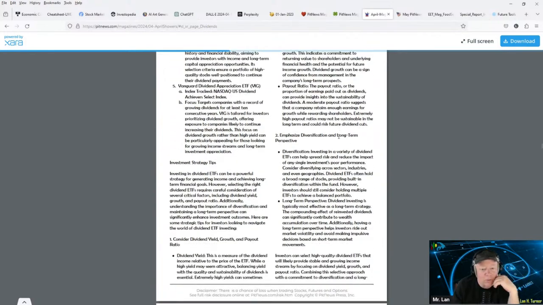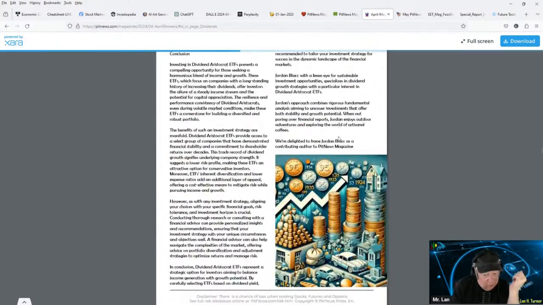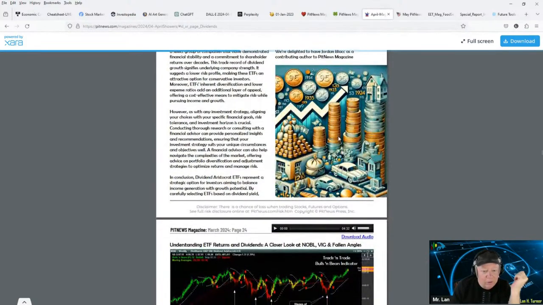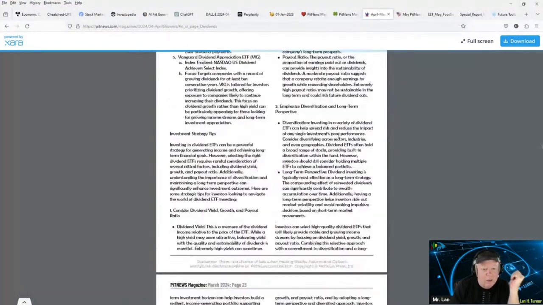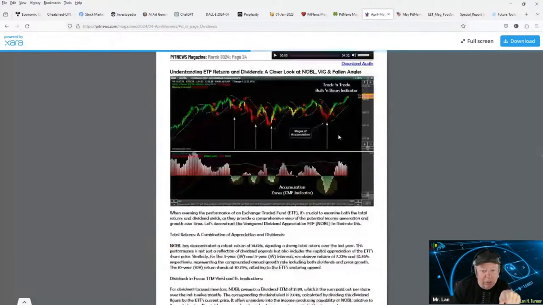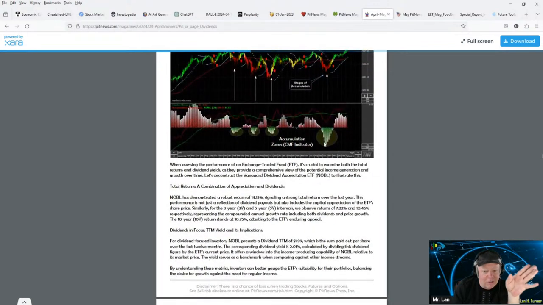Now, there's also another theory, and I will say it as a theory. This is a different article, right? Oh no, this is still Dividend Aristocrats, because we come down here and start talking about specific ETFs. This has NOBL, VIG, and the Fallen Angel. Those are the three ETFs that have high dividends.